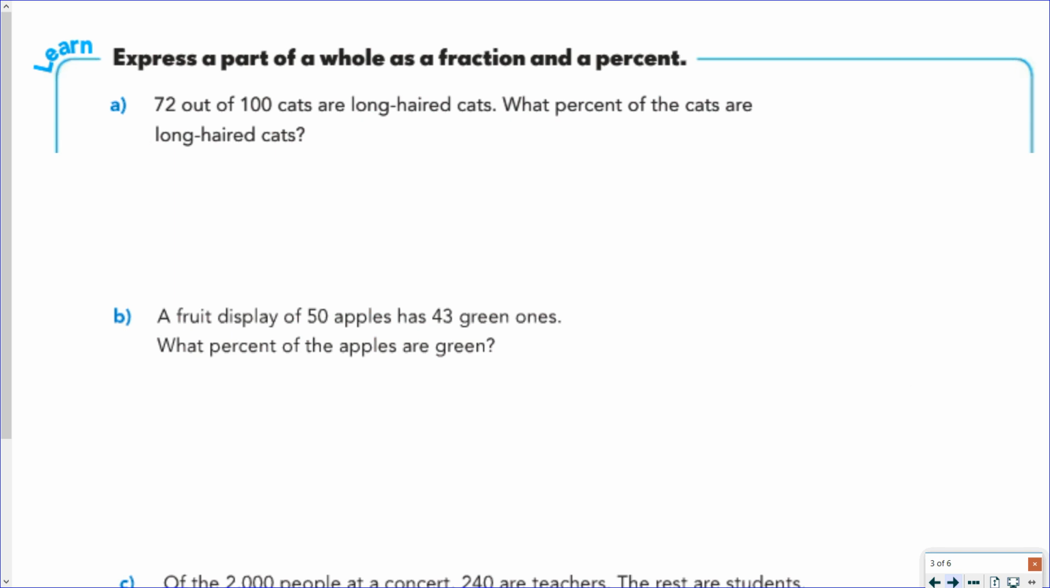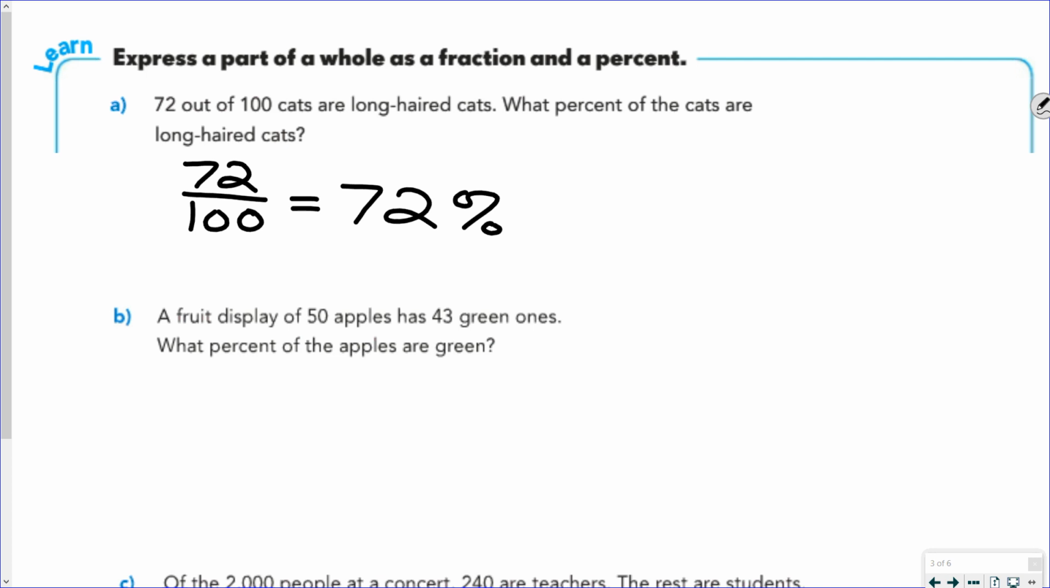So when writing a percentage, it's sometimes easiest to start by figuring out what the fraction would be. So 72 out of 100 cats are long-haired cats. What percent of the cats are long-haired cats? Well, let's start by writing what fraction are long-haired cats, and that fraction would be 72 over 100. And since a percent is out of 100, we already have that being out of 100, so our percentage would be 72%.